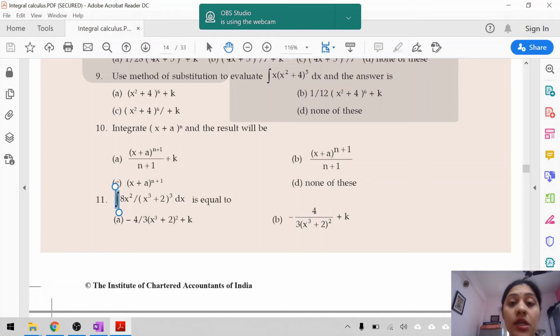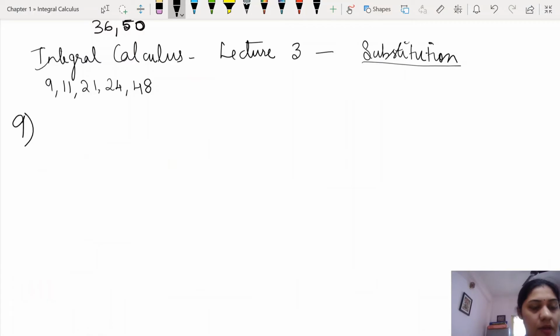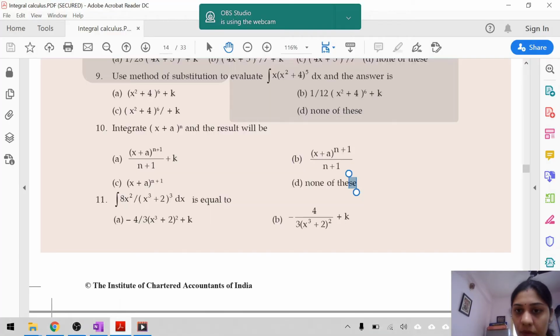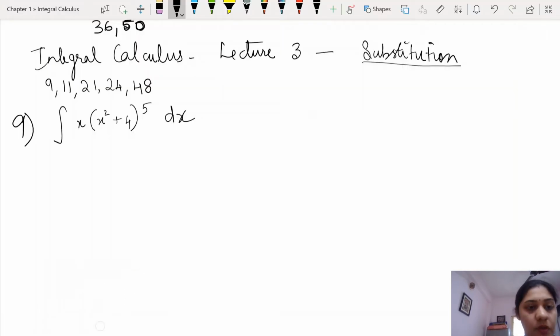Okay, so now look at this. The 9th question. We have x into (x square plus 4) the whole power 5. Let me write this question down. Let me write the integral of x into (x square plus 4) the whole power 5 dx. Have I written it correctly? x into (x square plus 4) the whole power 5. Okay, so now come back to the question.